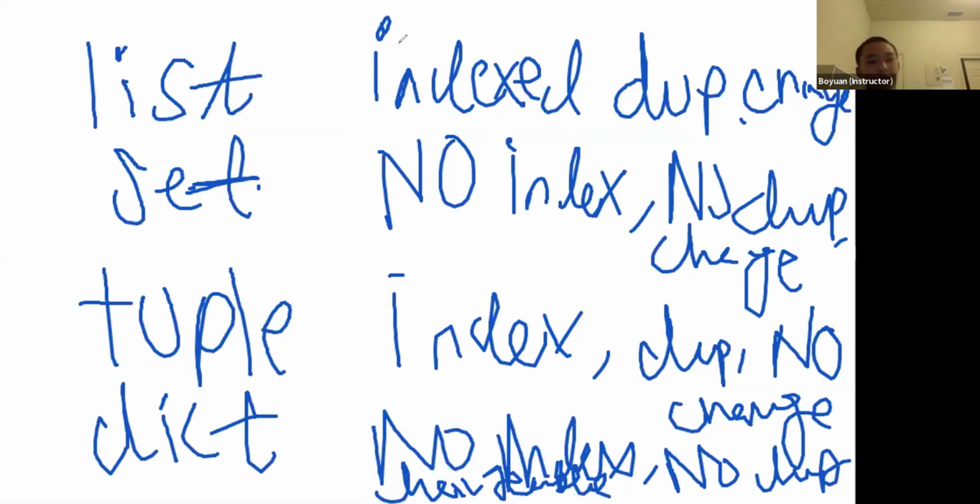Dictionary doesn't allow duplicate entries, which means you cannot have two of the same key. And changeable means you can change. For example, in our previous example, you could change the definition of an apple. You can change apple to yellow. So you can change the relationship between key and definition.